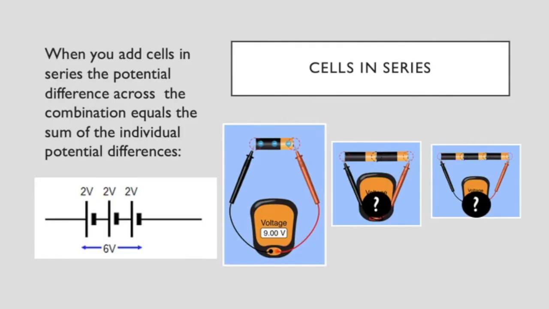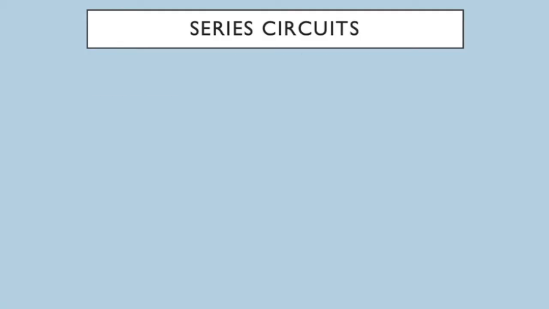Okay, so I'm sure you all guessed it. When you add cells in series, the potential difference across the combination equals the sum of the individual potential differences. Okay, so let's look at series circuits in a bit more detail.